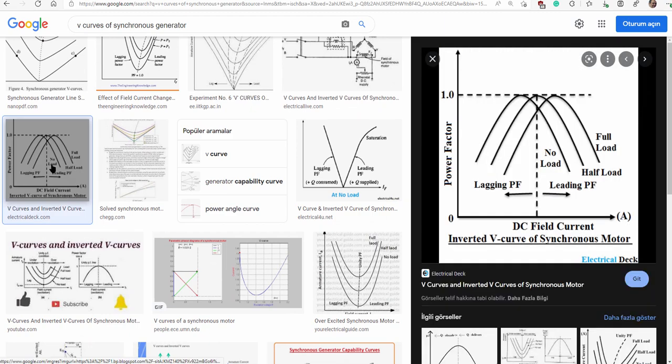There are also inverse V curves or power factor curves. It is not in our scope right now.